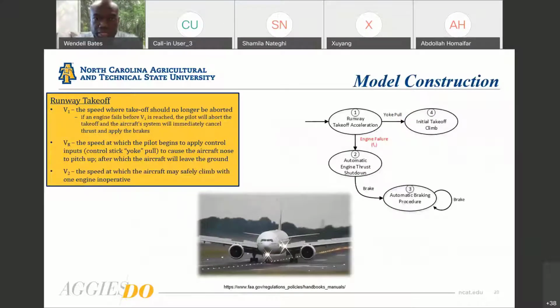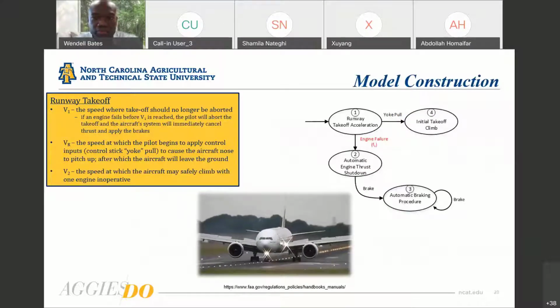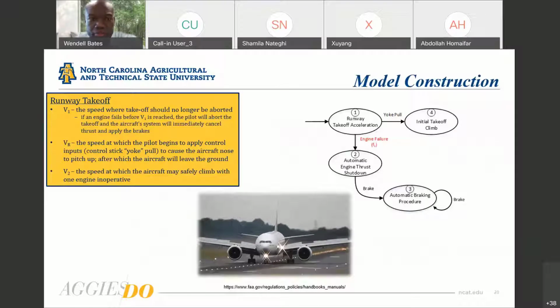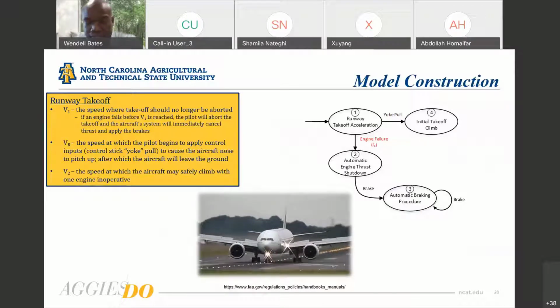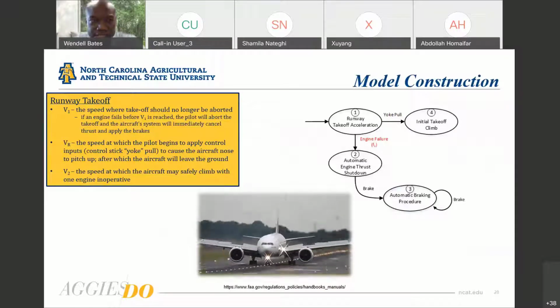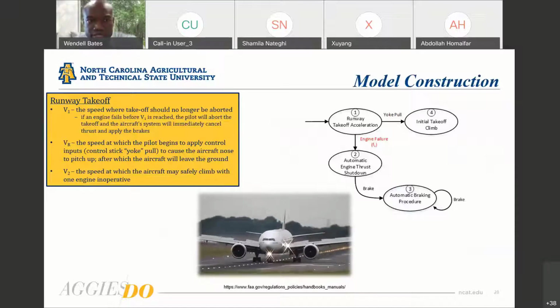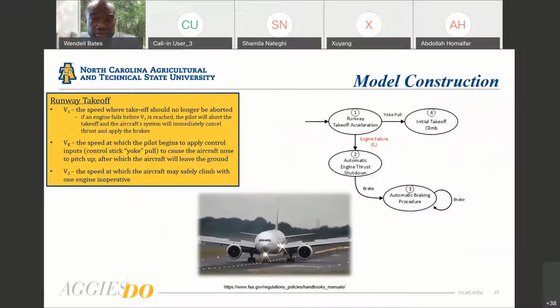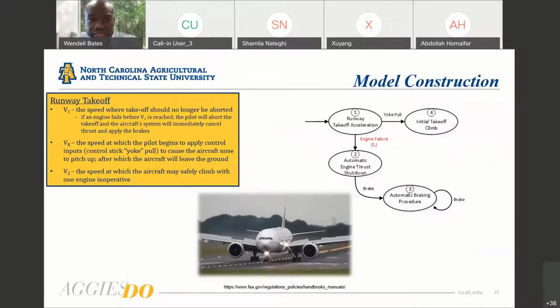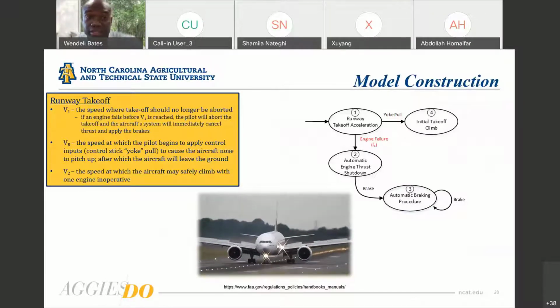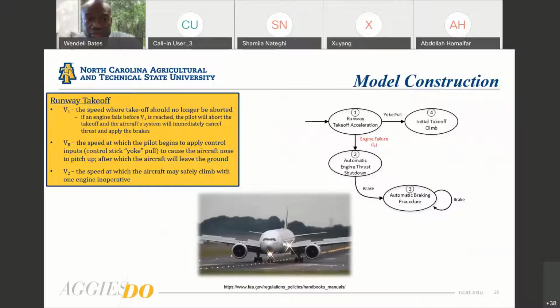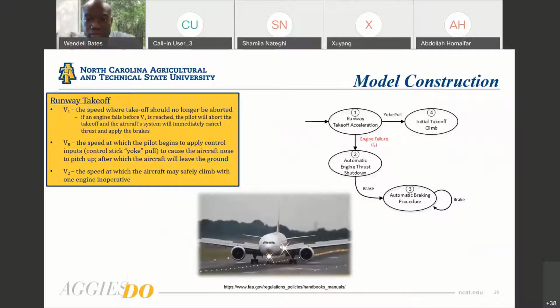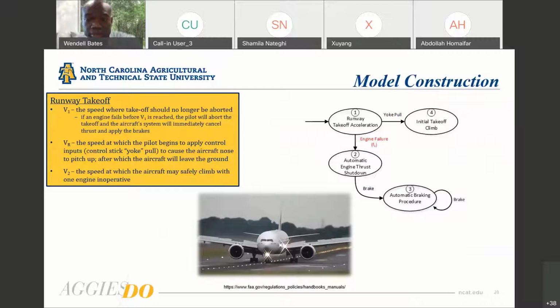And so when we begin, runway takeoff can be best described with 3 different stages in velocity. So V1 is the speed where takeoff should no longer be aborted. If the engine fails before the V1 velocity is reached, the pilot has to abort the takeoff, and the aircraft systems will immediately cancel any thrust and apply the brakes.